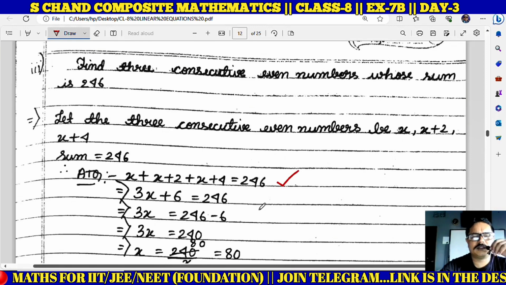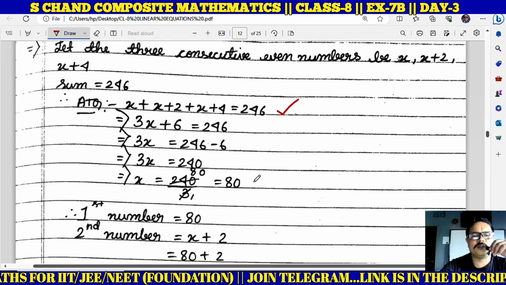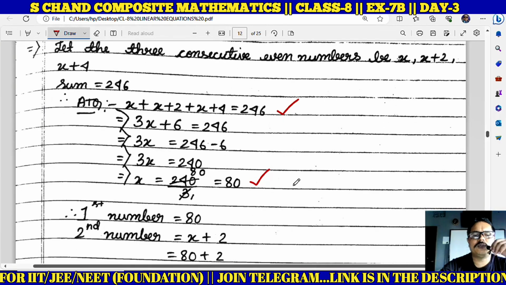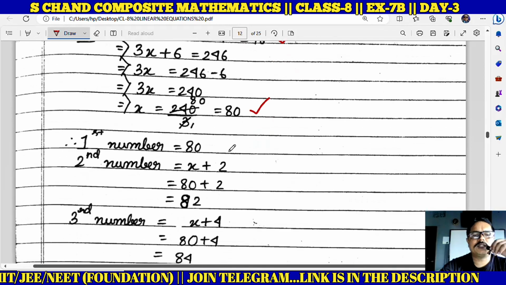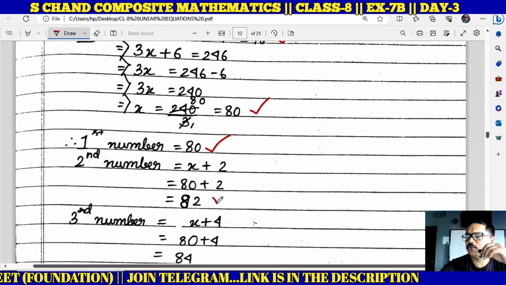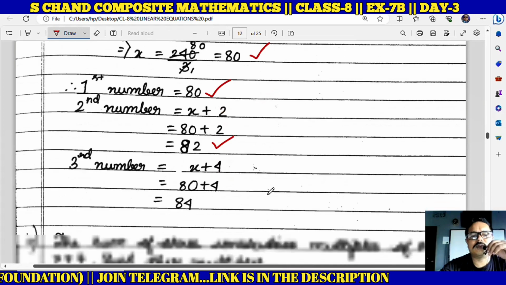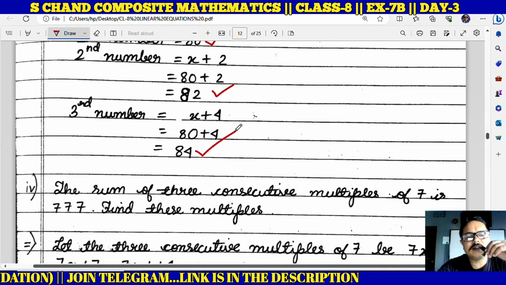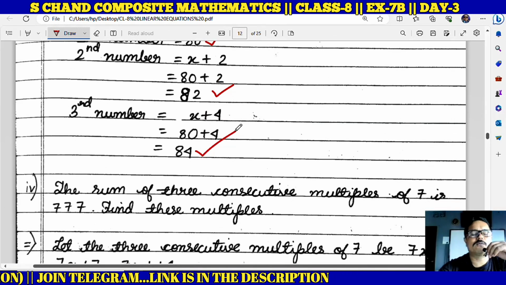So this is simply like the previous sum. You have a look here. So x value is 80, and in this way the first number is 80, the second number is 82, and the third one is 84, right? So this is the answer of question number 3.